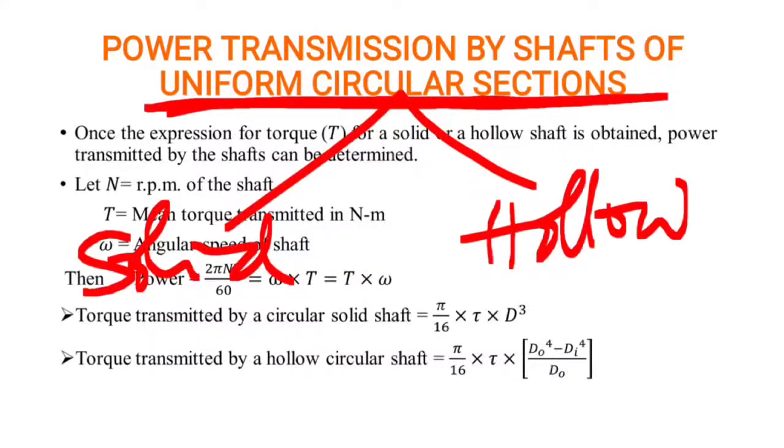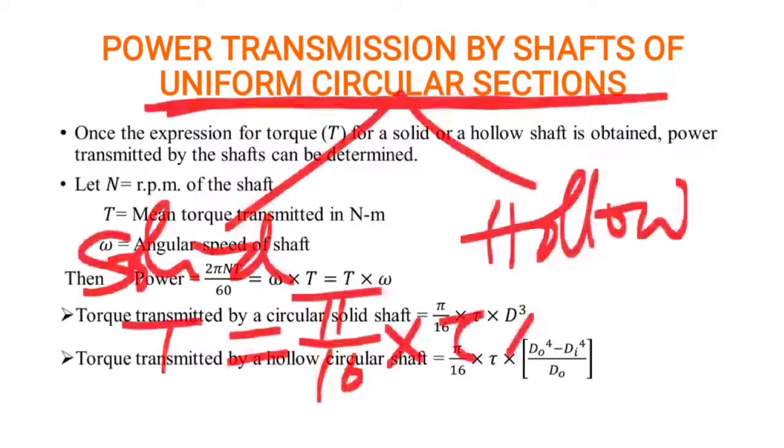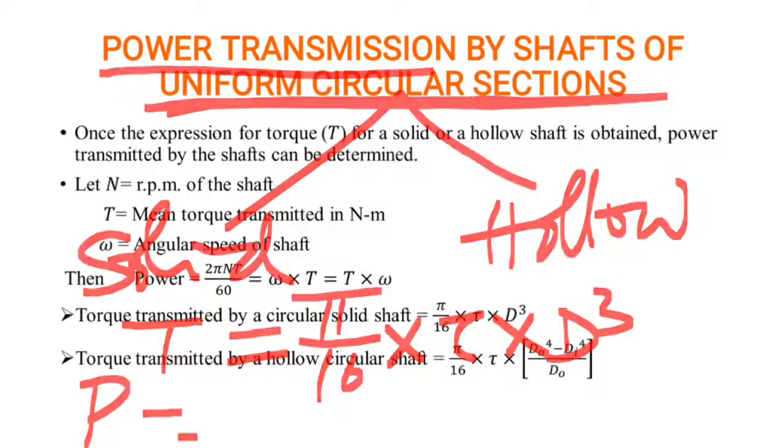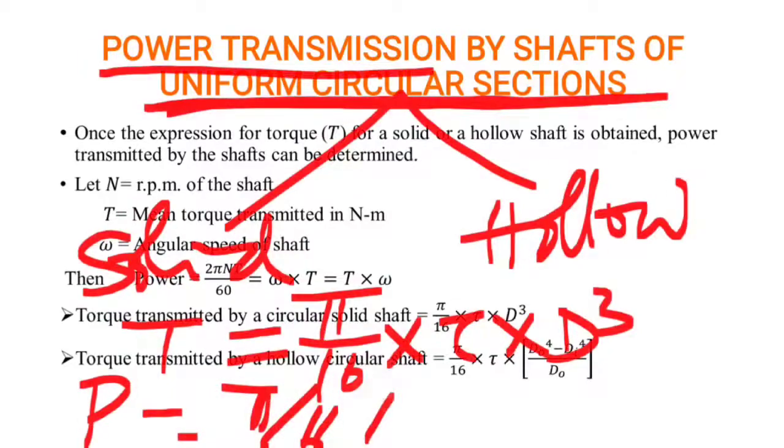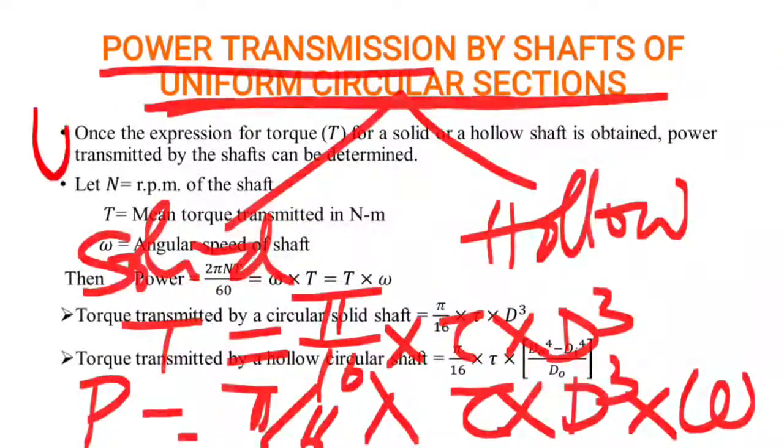For the solid case, the torque transmitted by a circular solid shaft is given by pi by 16 into tau into d cube. But we have to calculate the power transmission. So power P is equal to pi by 16 into tau into d cube, which is the T value, multiplied by omega. Omega value will be 2 pi N by 60.